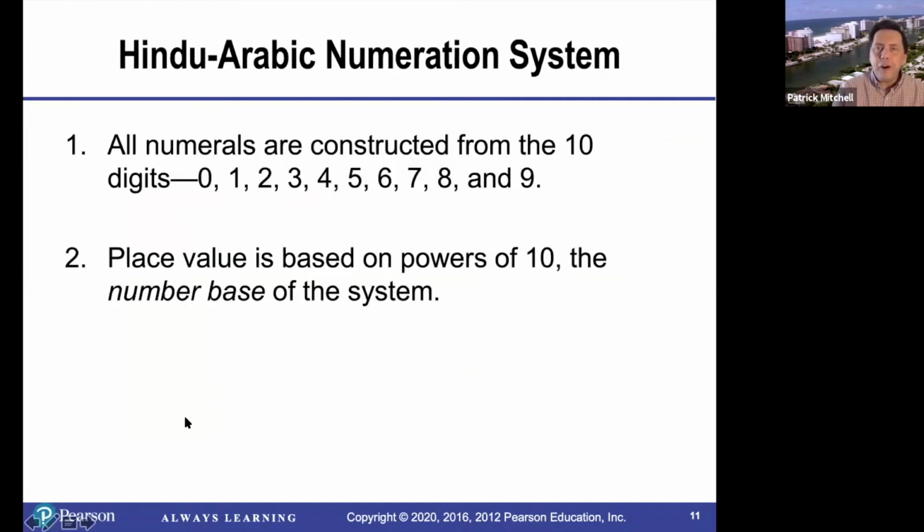And that brings us to our numeration system, which is called the Hindu-Arabic numeration system. All numerals are constructed from 10 digits, 0 through 9. Place value is based on powers of 10, which is the number base of the system. So of course, for example, the numbers 163 and 361 use the same numerals, but they represent different numbers because the positions of the numbers are important. Okay, not all numeration systems had that.